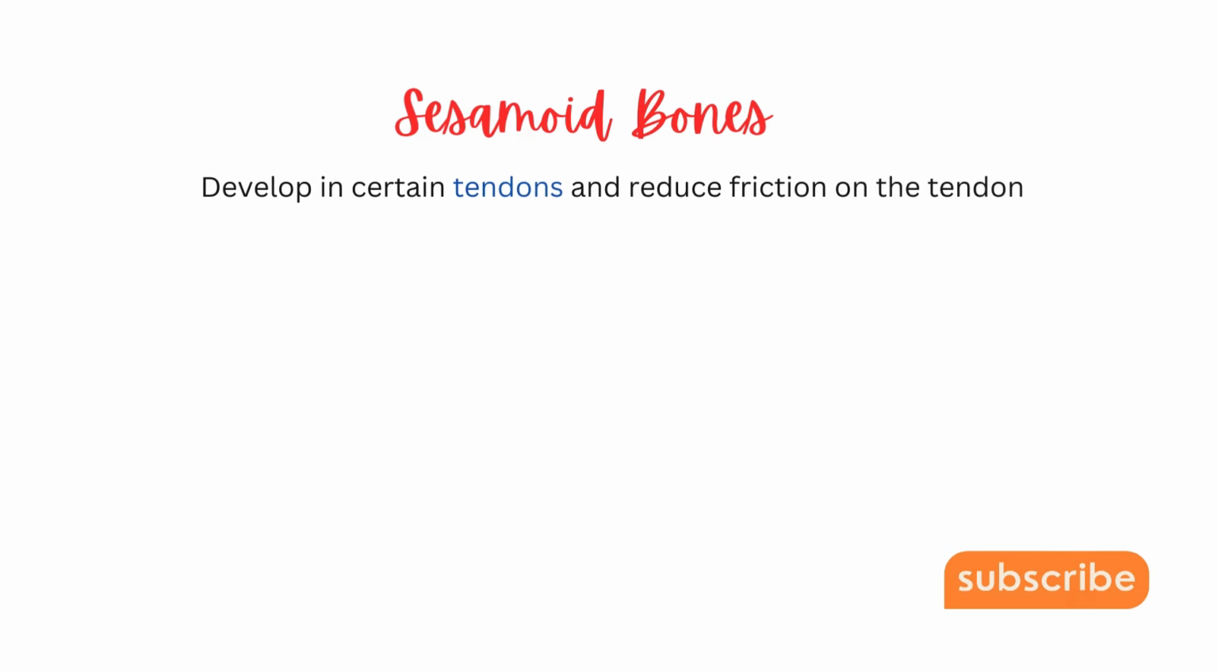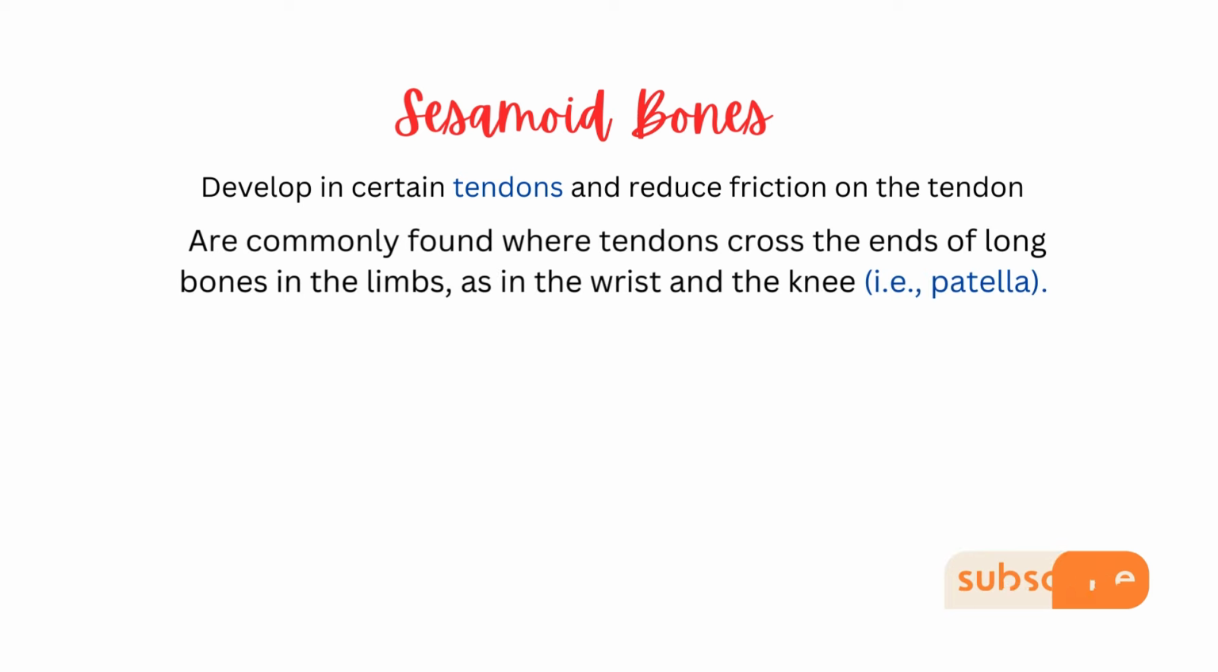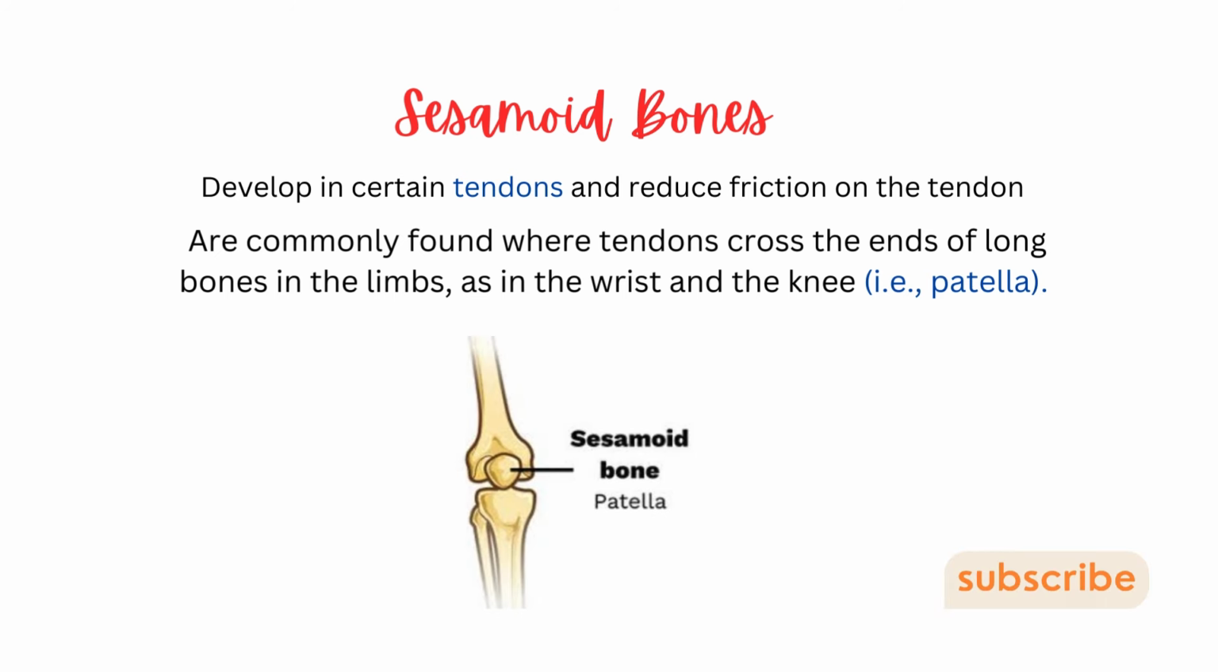which is the sesamoid bone. The sesamoid bones are the easiest ones. These are the bones that develop in certain tendons. And what is the purpose of these bones? These bones reduce the friction of the tendon. So these bones protect the muscle from tearing around the joints while doing movements, and are commonly found where the tendon crosses the end of a long bone in the limbs, that is referring to the joint, as in the wrist and the knee. One example of the sesamoid bone is the patella, which is present at the knee joint. In the tendon of which muscle, you have to comment it down in the comment section.